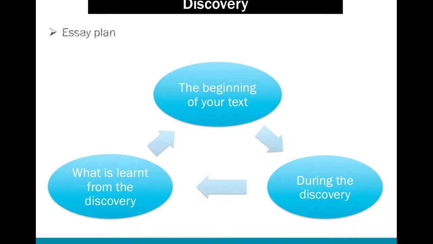Accordingly, your essay plan should look something like this if you're using the process of discovery as the basis of your essay. So your first paragraph would be what catalyzes discovery, what triggers discovery in the beginning of your text. Second paragraph would be during the discovery, and then the third paragraph would be about what is learnt from discovery.